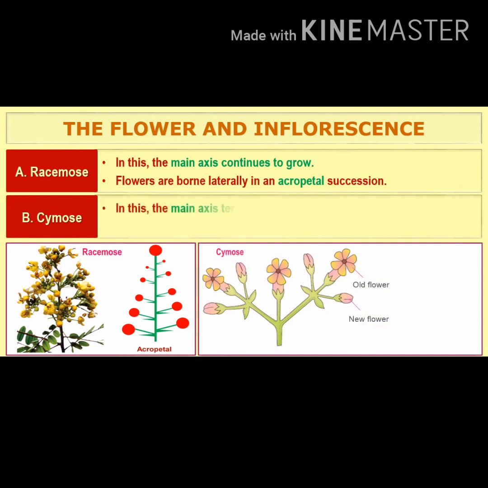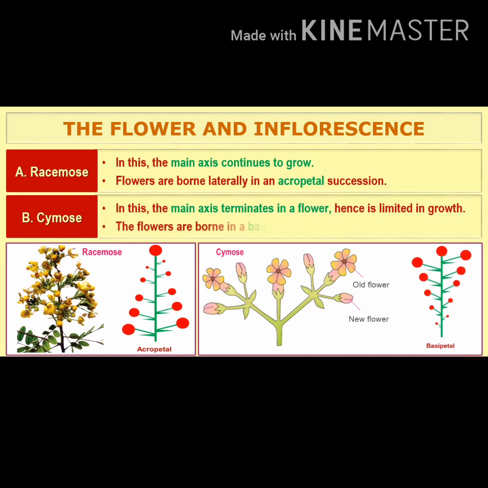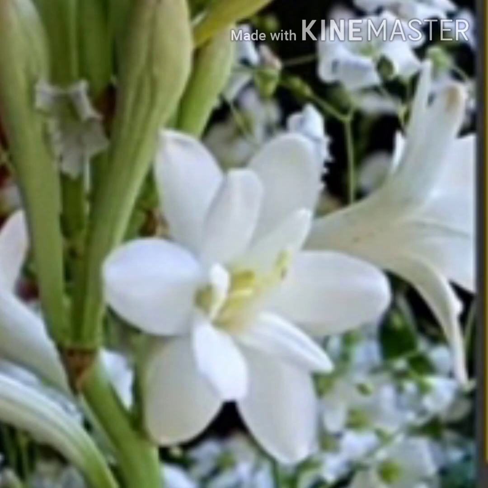Second one is cymose inflorescence. In this type, the main axis terminates in a flower. Here, the growth is limited. In cymose type of inflorescence, the flowers are borne in basipetal order. That is, older flowers can be seen at the top and younger flowers can be seen at the base. This arrangement is called basipetal order. Dear children, only this much is given for studying in this chapter, Morphology of Flowering Plants.